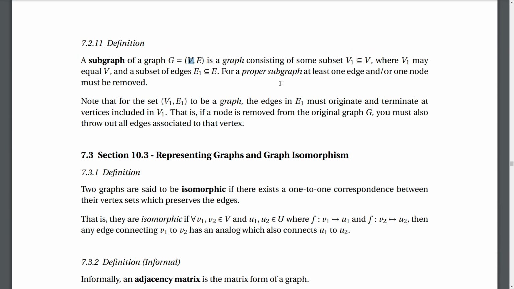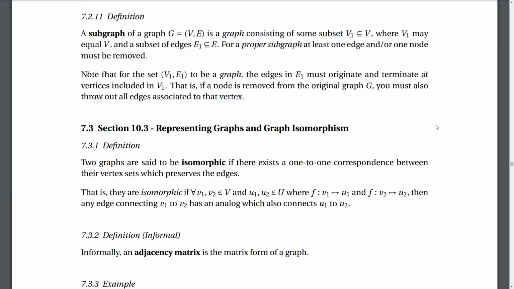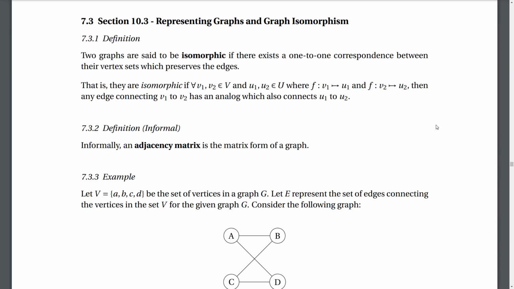So for a proper subgraph, at least one edge and/or one node must be removed. Yeah, it says exactly that. Right? So if you remove a node, then you have to take away the edges, right? So generating a subgraph is really easy. Okay, so isomorphisms.